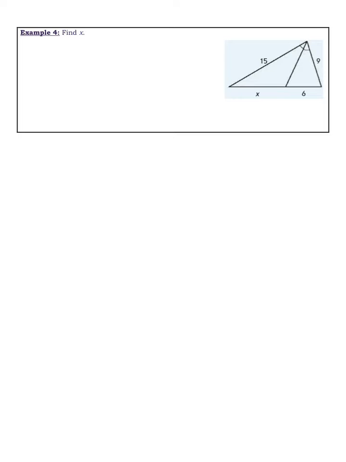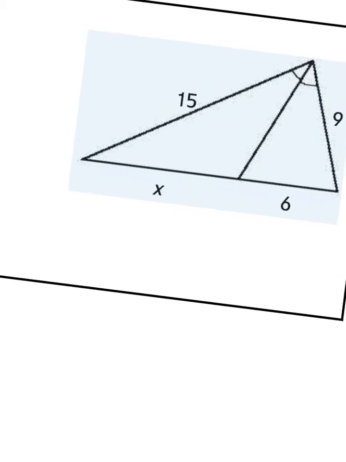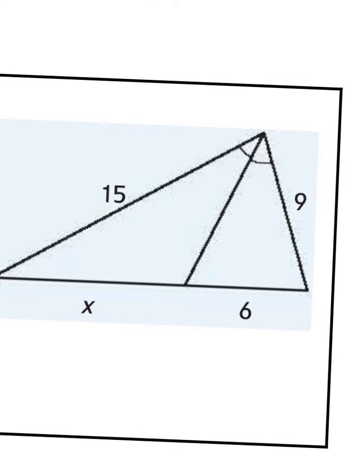Okay, similar process, but it's actually even easier. Here I have my bisected angle at the top, and I'm given the sides of the smaller triangles already. I have one small triangle here, and I have the other small triangle there. So I can use the 15, the x, the 9, and the 6, just make a simple proportion and solve.